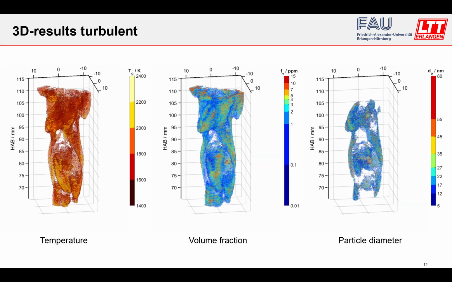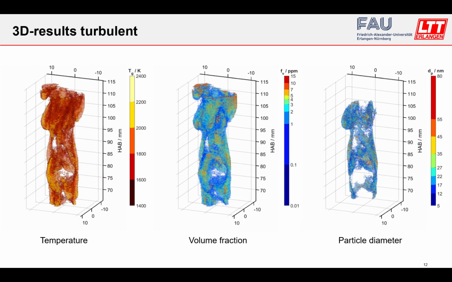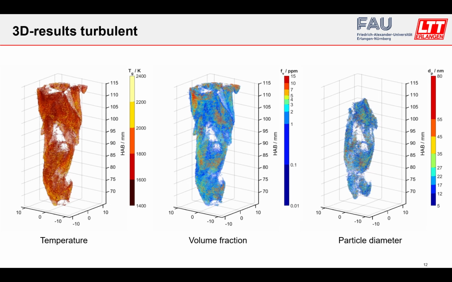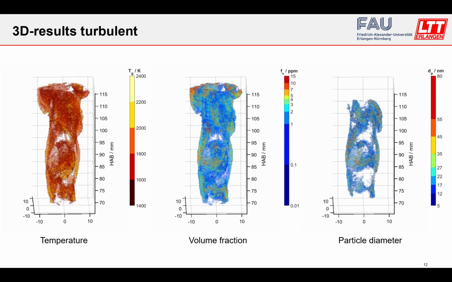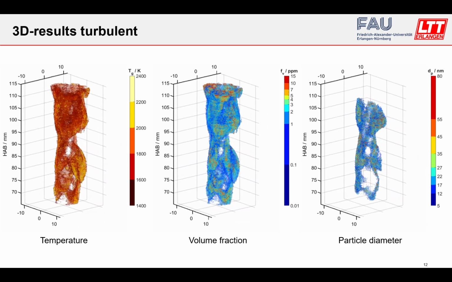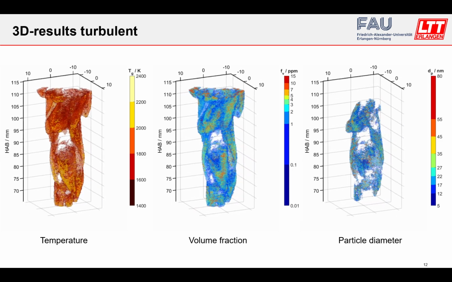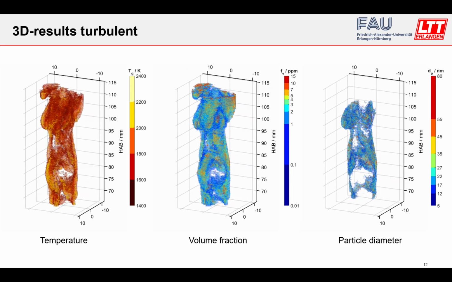So now let's go to the actual results, the three-dimensional results of the turbulent flame. You see here our three quantities of interest, and we achieved a great recreation of the flame shape. We can identify fields where, for example, higher temperatures or more soot is present. We are also able to visualize multiple magnitudes for the soot volume fraction.